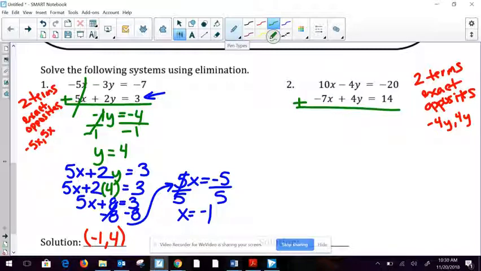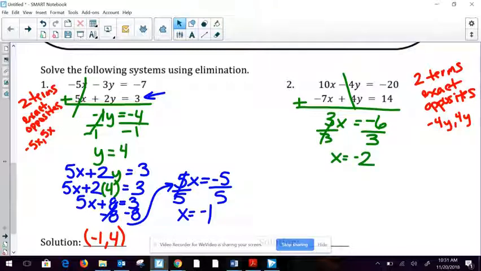So when I do that, what is 10x's plus -7x's? Good job. It's 3x's. And -4y plus 4y is 0, so the y's get eliminated. And that is equal to, what is -20 plus 14? Watch your sign. Great job, -6. So from there, what do I need to do? Right, we're going to divide both sides by 3, so x is equal to -2.